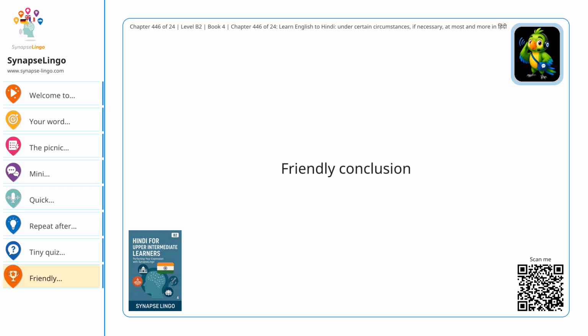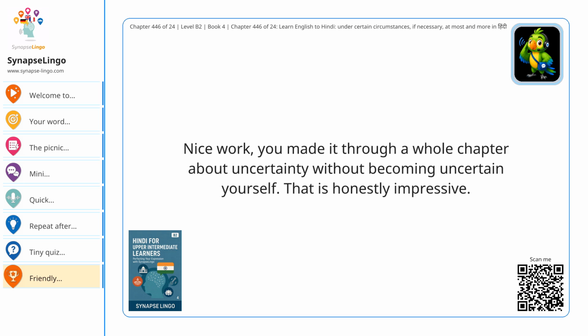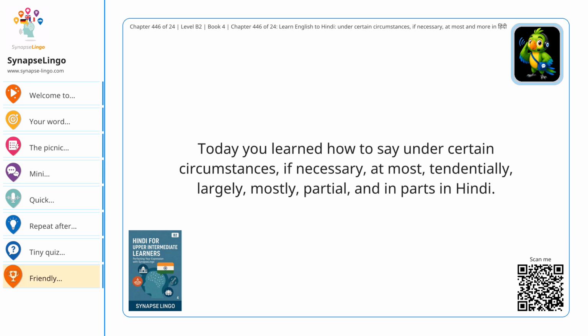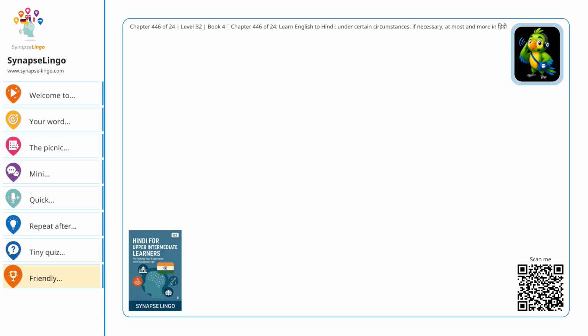Friendly conclusion. Nice work, you made it through a whole chapter about uncertainty without becoming uncertain yourself. That is honestly impressive. Today you learned how to say under certain circumstances, if necessary, at most, tendentially, largely, mostly, partial, and in parts in Hindi. Keep repeating until they feel natural.